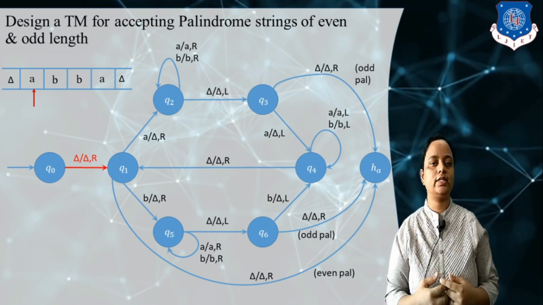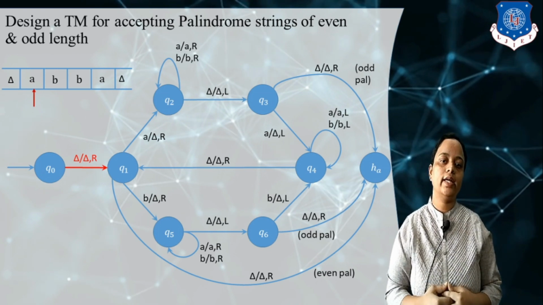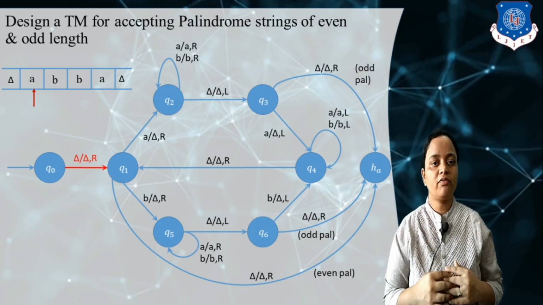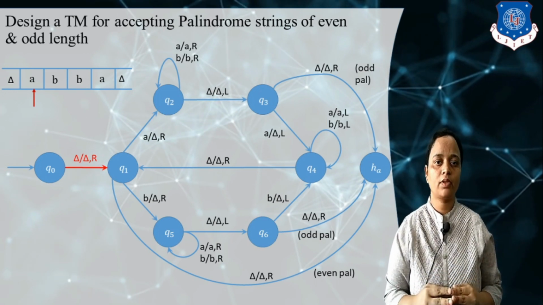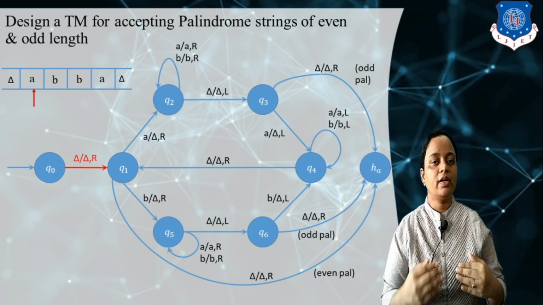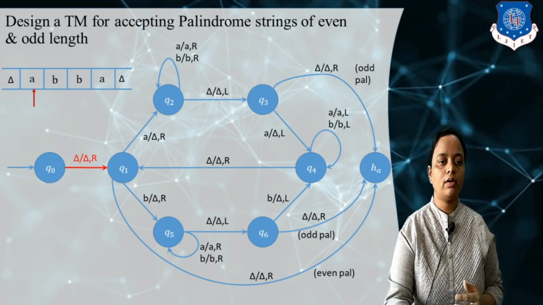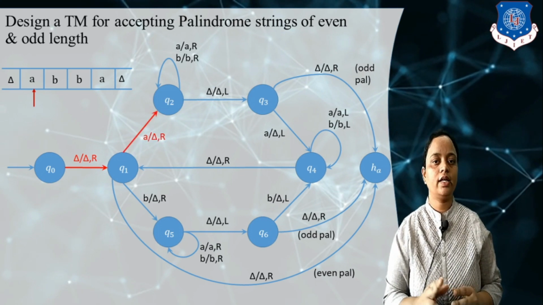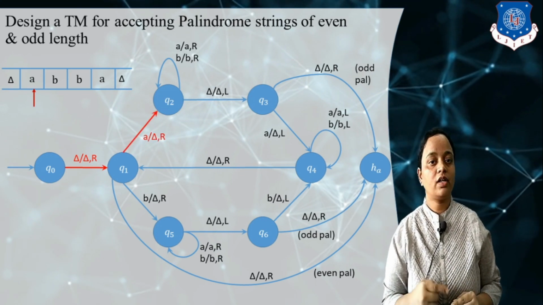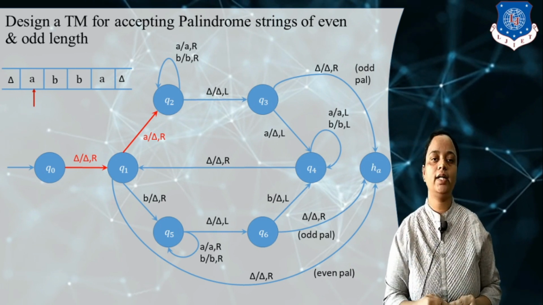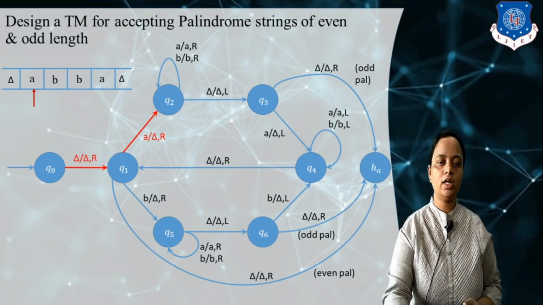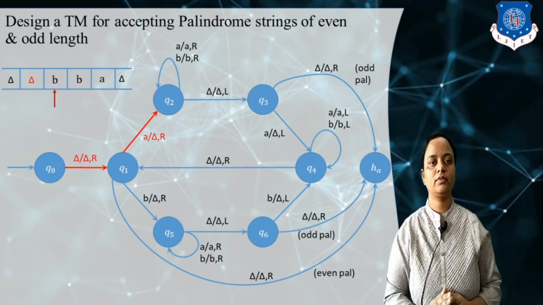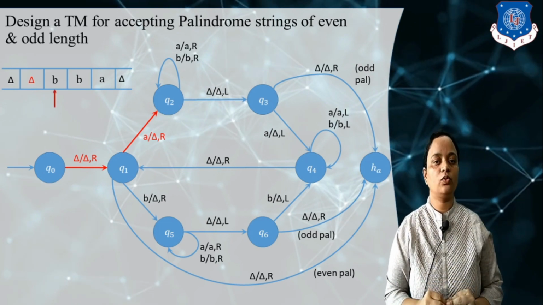Now our logic has started. Our logic says that we are going to read the leftmost symbol. So here we are going to read A, and the leftmost symbol is replaced by delta. Right now we are at the Q1 state. Q1 says that if we read a small a, it is replaced by delta and we move to the right. So here a is replaced by delta and my tape head moves to the right. Now we are at the Q2 state.